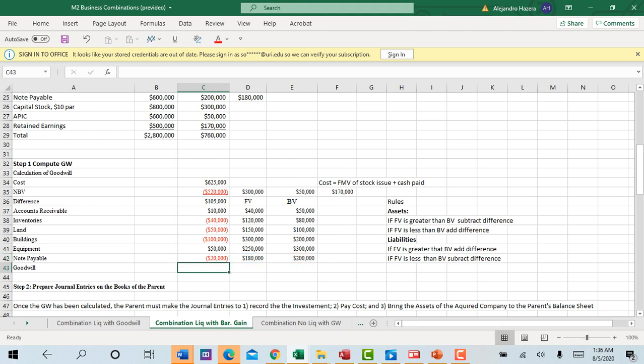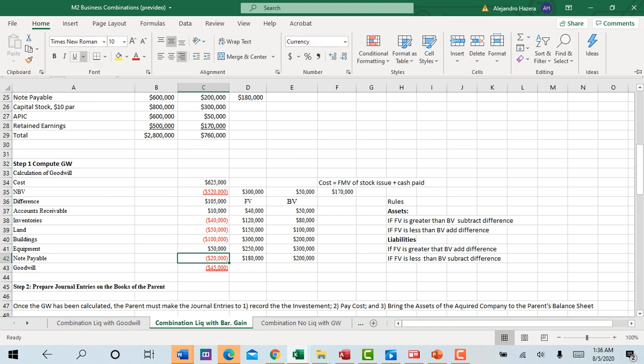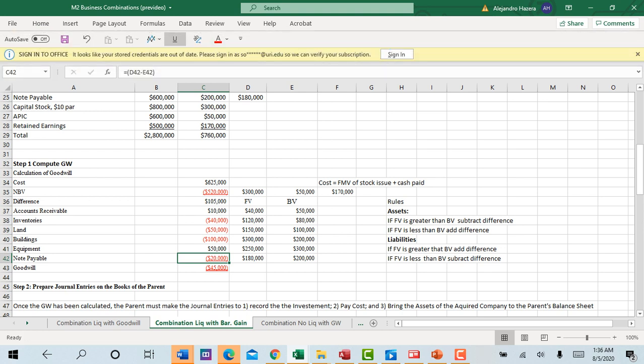Okay, so let's see how much we get for goodwill. And here's the big difference: when you have a bargain purchase option, your goodwill is negative. Let's go ahead and just sum these up right here. And we do in fact want a negative number for goodwill. When you have a negative number for goodwill, it's not goodwill anymore. It's a bargain purchase option. So I'm just going to put here bargain purchase gain. I keep calling it bargain purchase option, but it's a bargain purchase gain because it's negative.